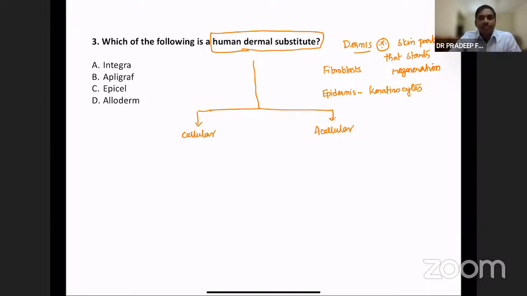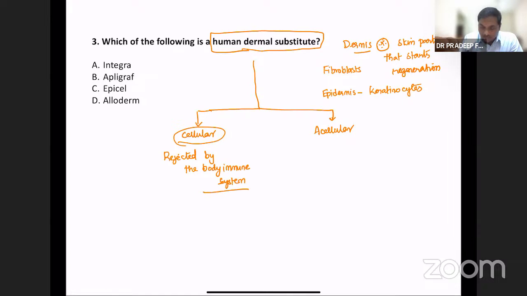Cellular dermal substitutes are commonly rejected by the body's immune system. So hence cellular dermal substitutes are not used nowadays. Only acellular dermal substitutes are being bioengineered as well as produced and sold in the markets. So the common example for the acellular dermal matrix is the alloderm.